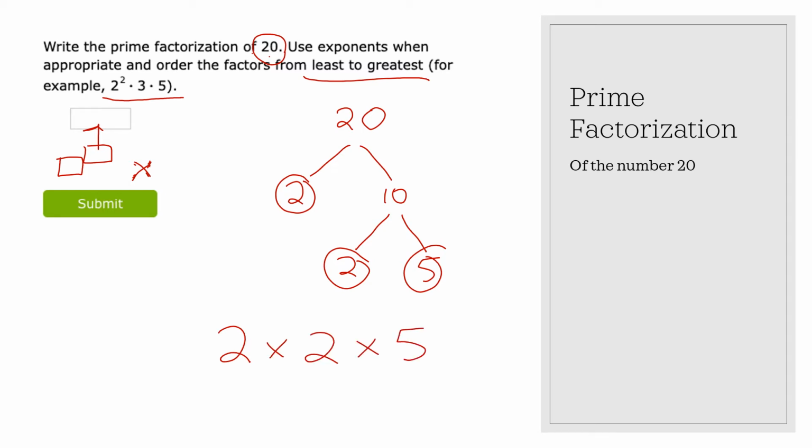But this isn't using exponents, and we have to put it in the form of exponents. So what we're going to do, and we want our orders from least to greatest, so I have my 2's first and then my 5, is I have 2 2's, so I'm going to write that as an exponent. So my base is going to be 2, and then I'm going to have 2 of them.